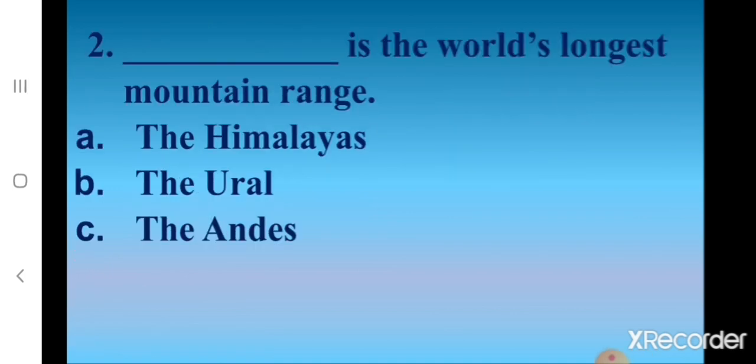Second one. Dash is the world's longest mountain range? A. The Himalayas, B. The Ural, C. The Andes. What's the correct option? Correct. C. The Andes. The Andes is the world's longest mountain range.